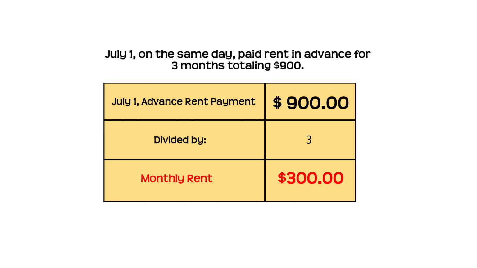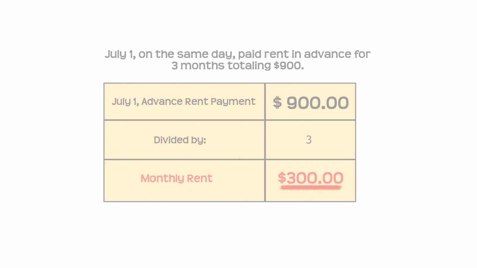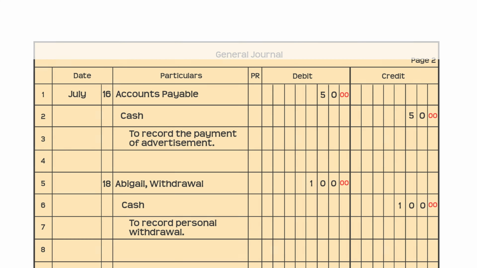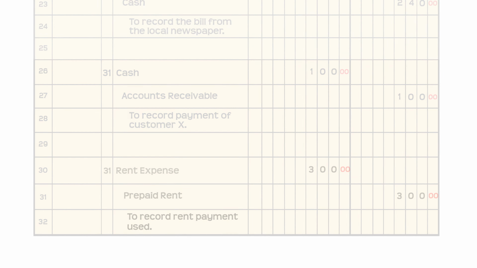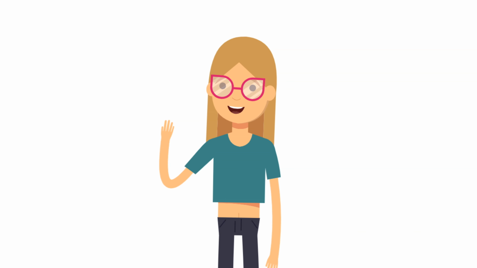We compute the used rent by dividing the $900 by 3 months. That means 1 month of rent costs $300. Abigail should record this amount by debiting rent expense and crediting prepaid rent. This journal entry is created to adjust the amount of prepaid rent currently outstanding. Don't worry, you'll soon learn more of these when we reach adjusting entries. Next, let's post it to the ledger.